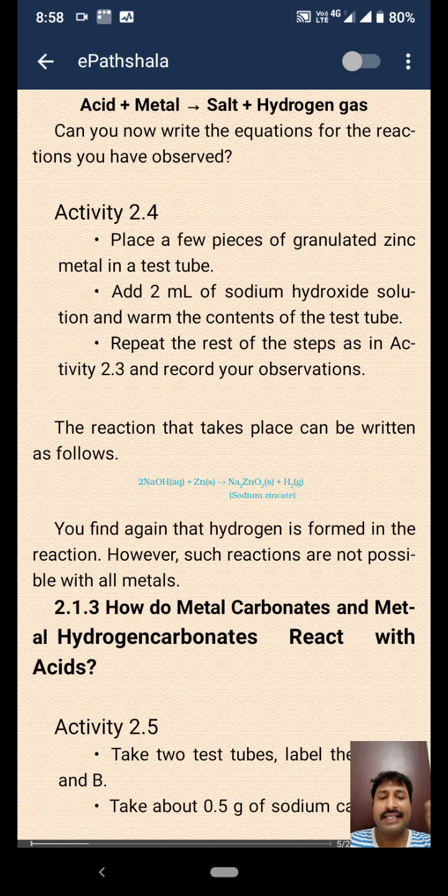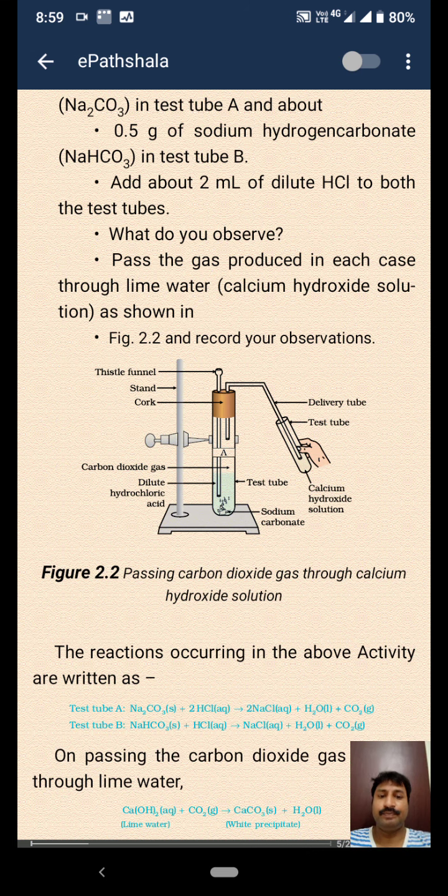What is a base? A base is bitter in taste and soapy to touch. It is also corrosive in nature, and it produces OH minus ions in water.